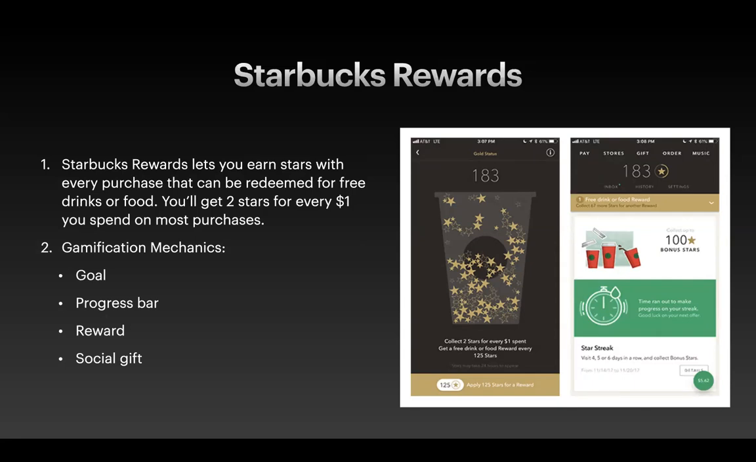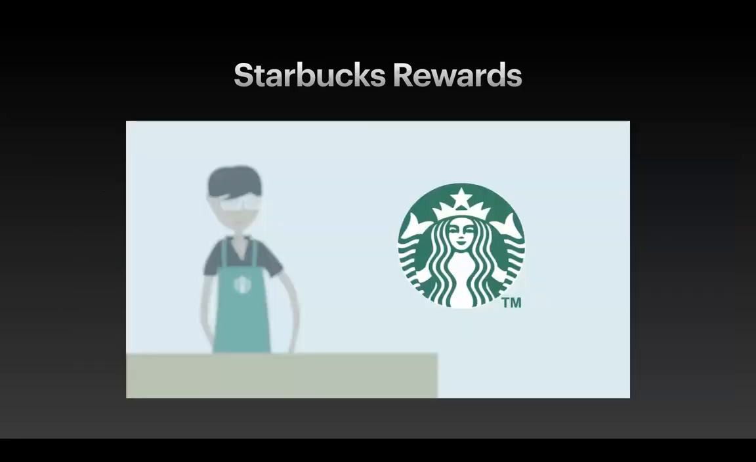So you get 2 stars for every $1 you spend on most purchases. The gamification mechanics are the progress bar, so you can see your progress, like a circle showing how many stars you need to purchase in order to exchange for some stuff. And then social gift, you can also make a gift to your friends. So that's social gift. So let's see this.